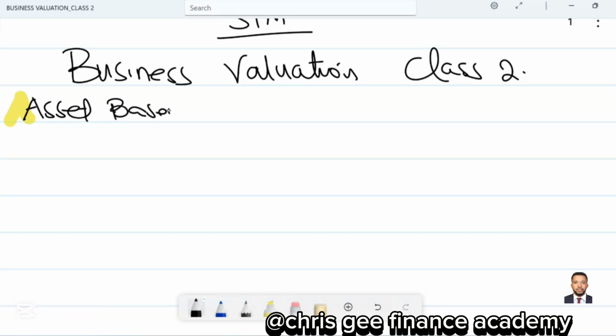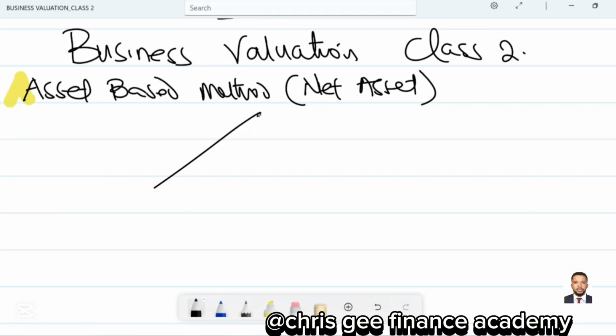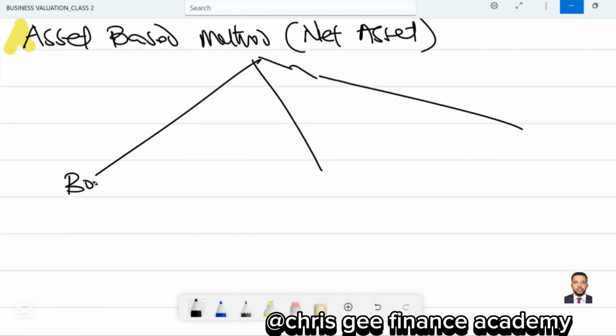Asset base. And when you say asset base, we are referring to what kind of asset? Net asset. Is that not? Net asset. How do you get net asset? We said yesterday that net asset is total asset minus what? Your total liability. And there are three methods we referred to here yesterday. What are those methods? First method is book value.